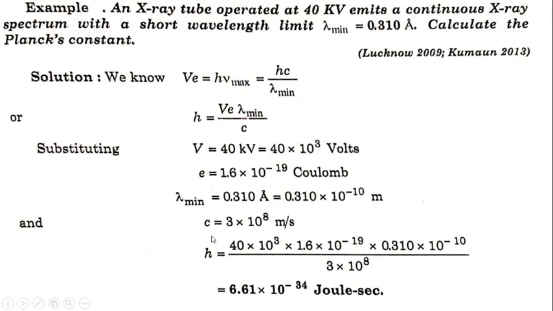So putting this value, h equal to 40 into 10 raised to 3 into 1.6 into 10 raised to minus 19 into 0.31 into 10 raised to minus 10 upon 3 into 10 raised to 8, and after division we get h equal to 6.61 into 10 raised to minus 34 joule second.